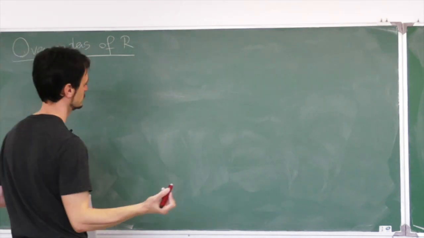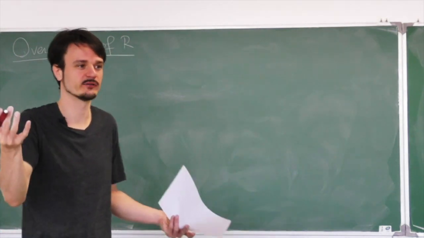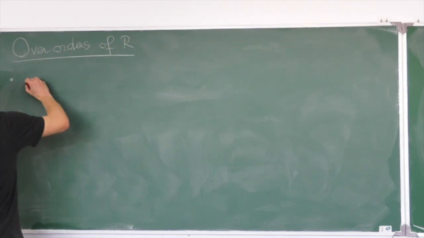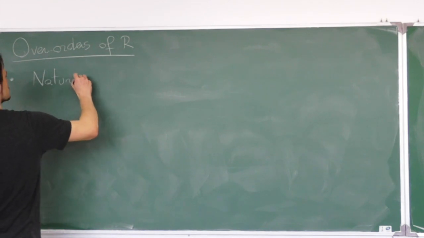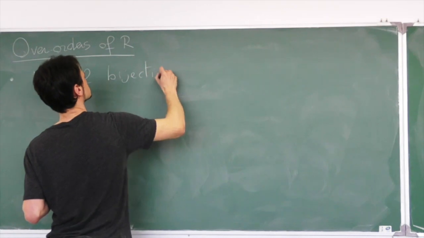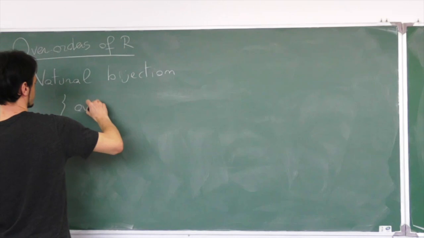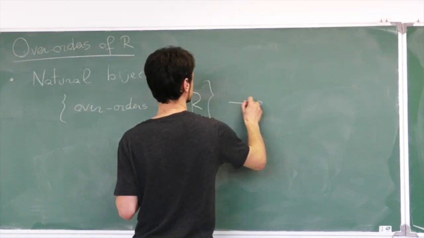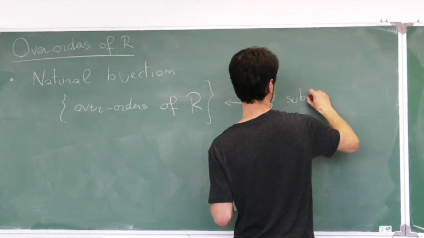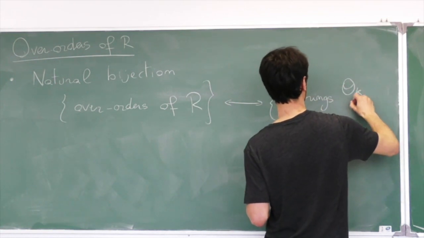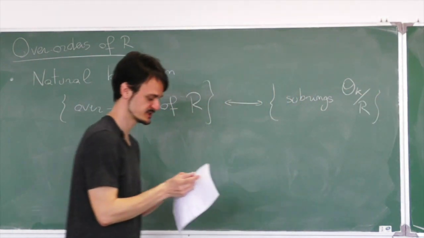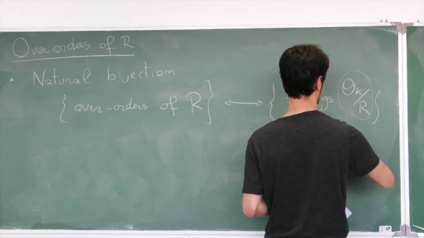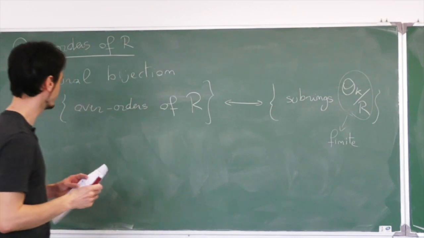If the order is maximal, there is nothing to do. The only overorder is itself, so the problem is trivial. So we're going to assume that the order R is not maximal, to avoid trivialities. And we have a natural bijection between the set of overorders of R and the subrings of the quotient of the maximal order of the algebra K modulo R. And observe that since both O_K and R are lattices in K, this quotient is finite. So this proves that there are only finitely many overorders of R.